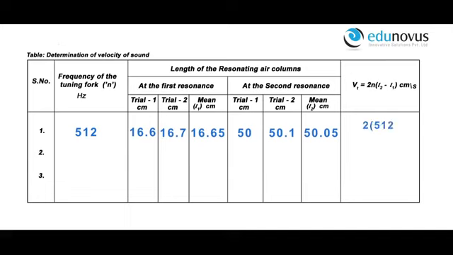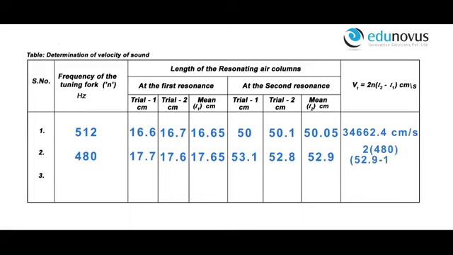The value of Vt is 34662.4 cm per second. Similarly, for tuning forks of frequency 480 and 426, the values are as follows.